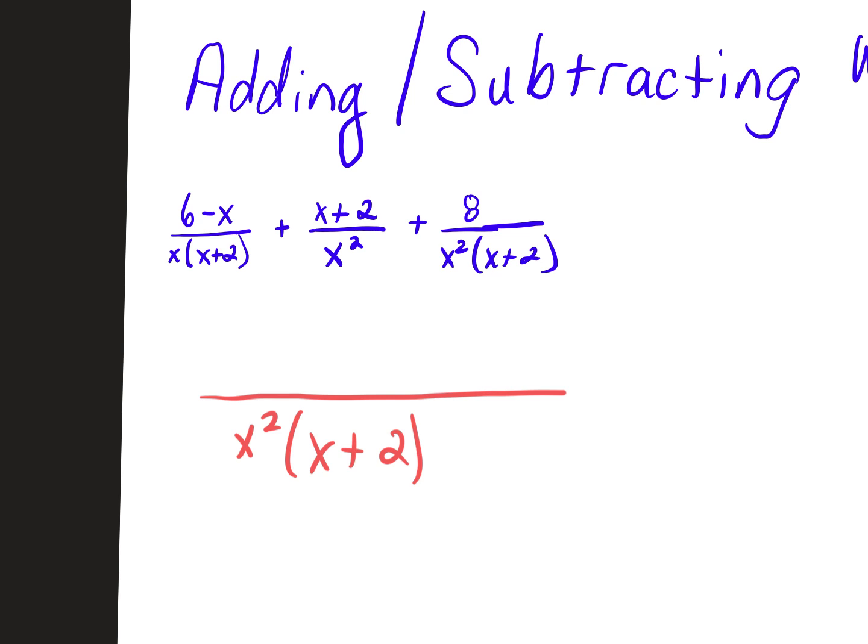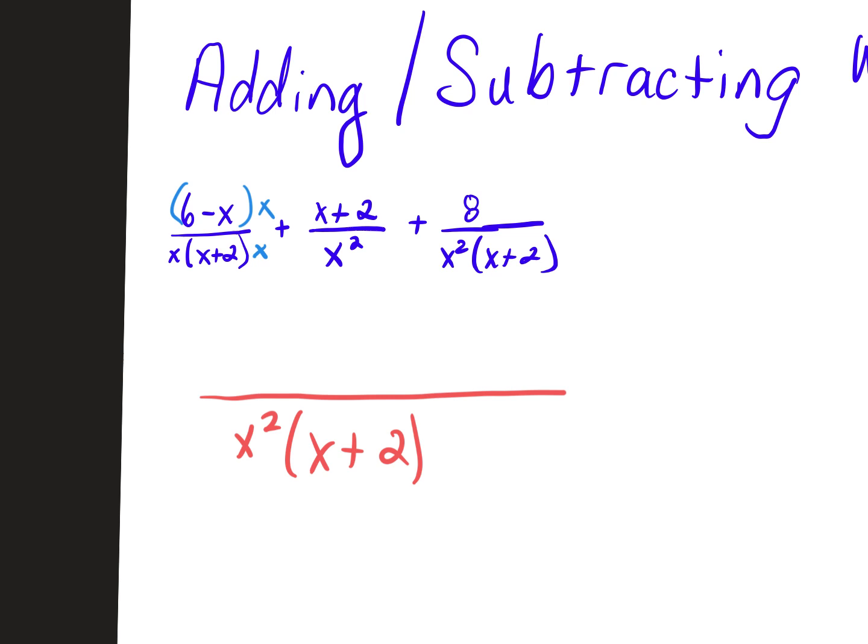All right, so now, guys, we're going to go through the process and figure out what each fraction has and what it's missing. So my first fraction has an x and an x plus 2. What is it missing? An additional x. So if we multiply the bottom by x, we have to do what? Multiply the numerator by x.